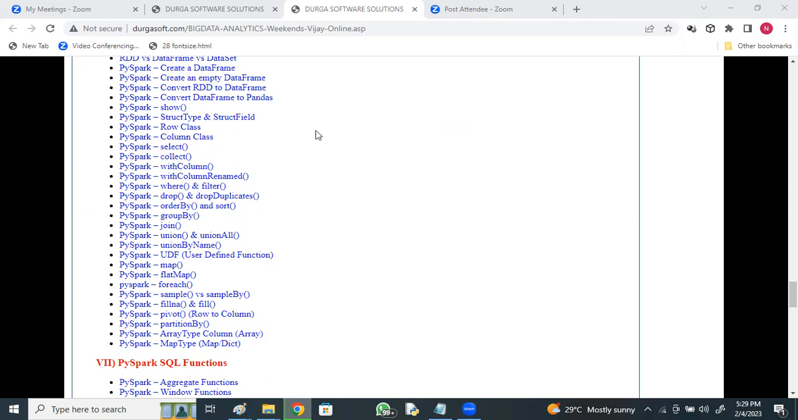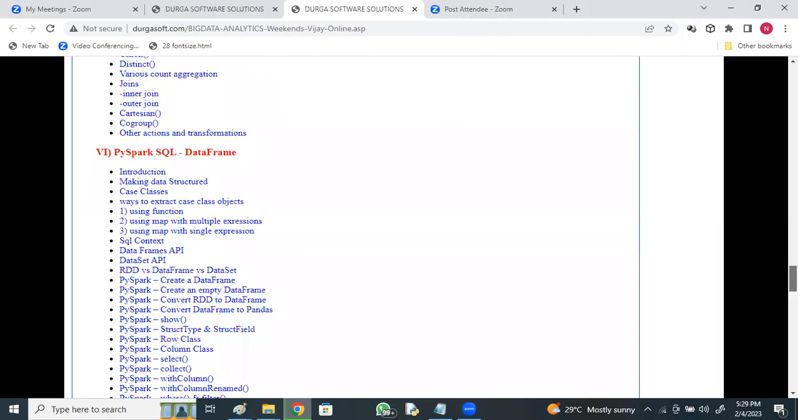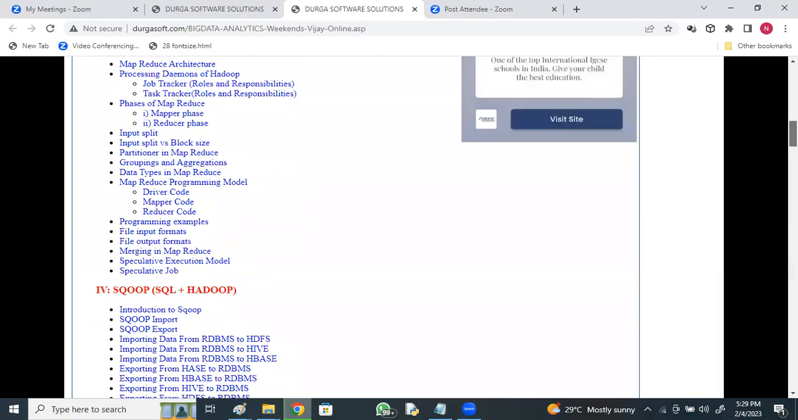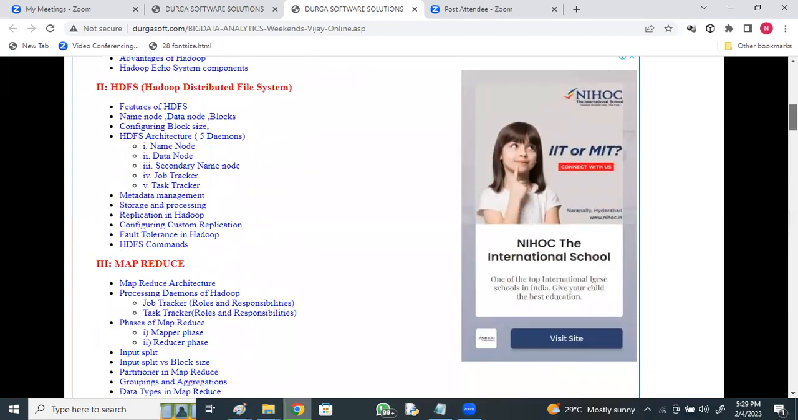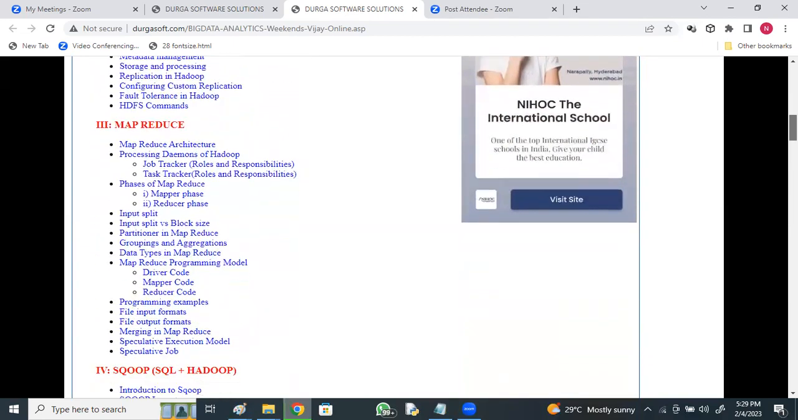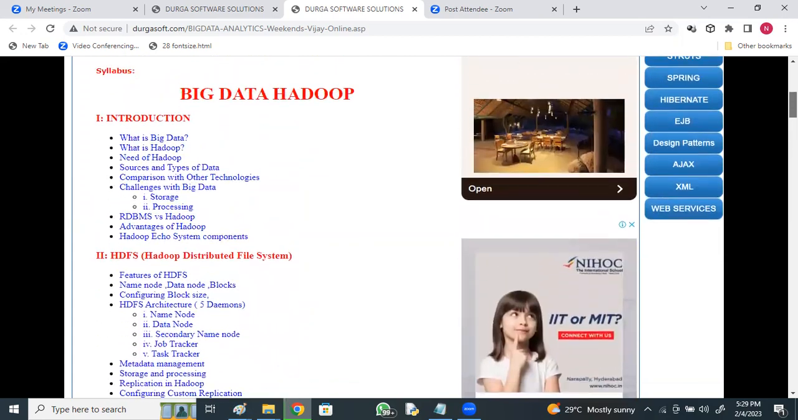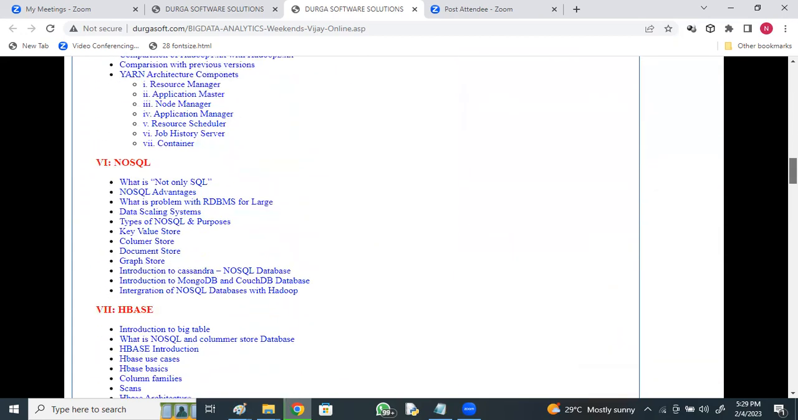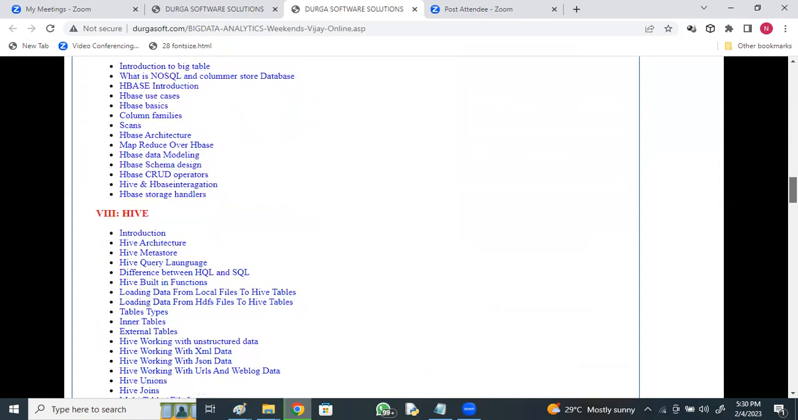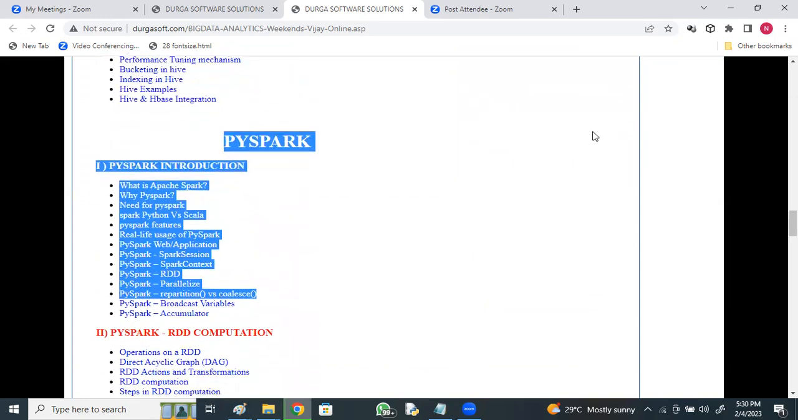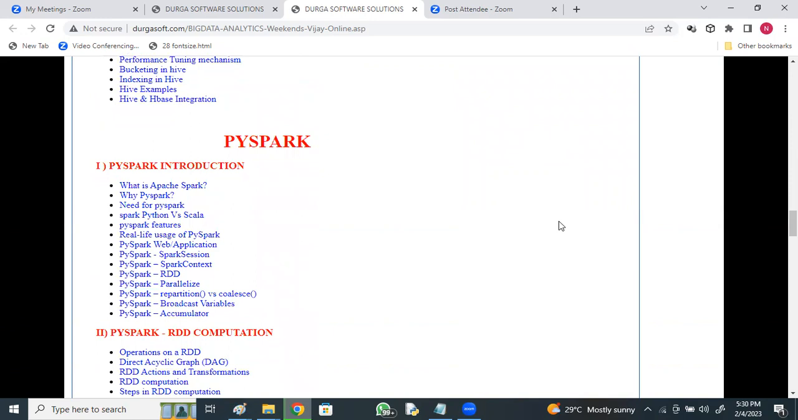Any other queries, anyone? This is the course structure that you will be getting at the mail IDs you provided while joining the meeting. The main Hadoop components like Hive, Sqoop, one NoSQL database, HDFS, and part of MapReduce will be covered. And PySpark in brief: DataFrames, RDDs, and DStreams, that is for the streaming components.